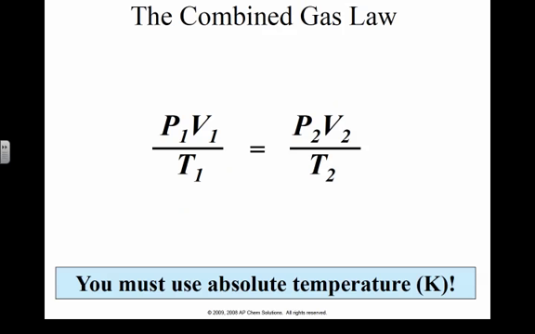The combined gas law is when I take all three. They didn't mention the P1 over T1 equals P2 over T2, which is Gay-Lussac's law. But if you combine all of them, this is the combined gas law. P1V1 over T1 equals P2V2 over T2.